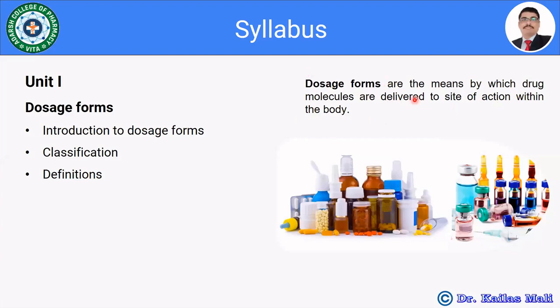So the dosage forms are the means by which drug molecules are delivered to the site of action within the body. There are so many types of dosage forms. Maybe solid like tablets, liquid like solutions, or semi-solid like ointments. So in this unit, we are going to discuss the introduction to various dosage forms, then classification of dosage forms and their definitions along with marketed examples.